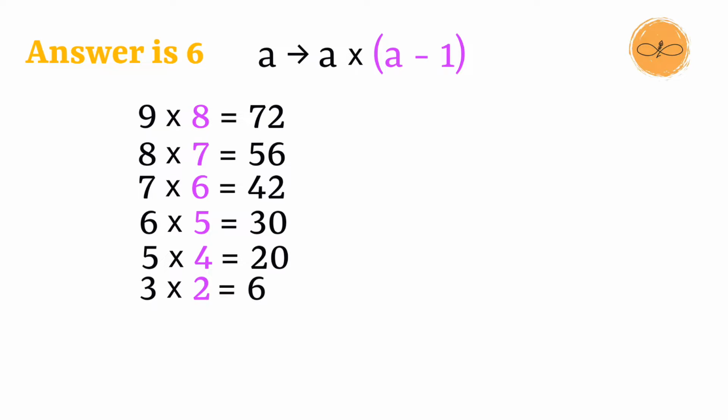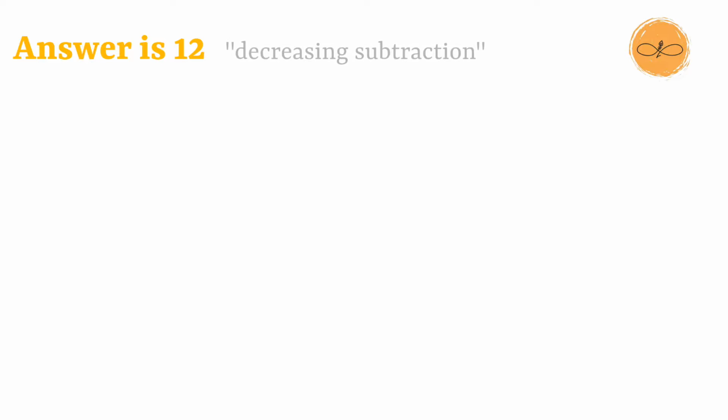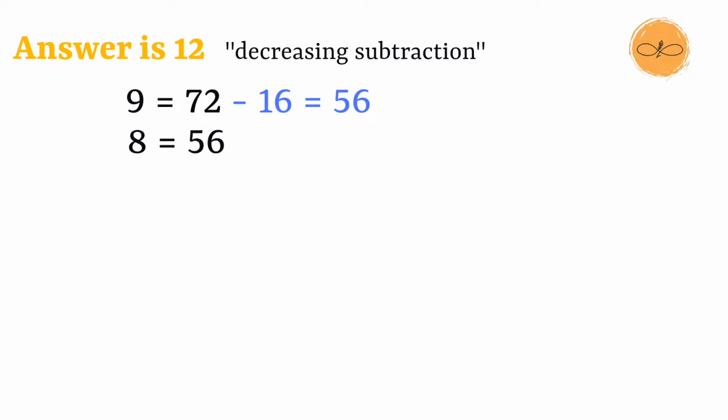But not everyone believes 6 is the correct answer. Some people argue the correct answer is 12. They identify a pattern of decreasing subtraction in the number on the right-hand side, so let's see how this pattern works. We start out with 9 equals 72. To get to the next line we subtract 16 to get to 56, so that is why 8 equals 56. Now how do we get to the next line? Rather than subtracting 16 they would say you should decrease the amount you're subtracting by 2, so subtract 14.